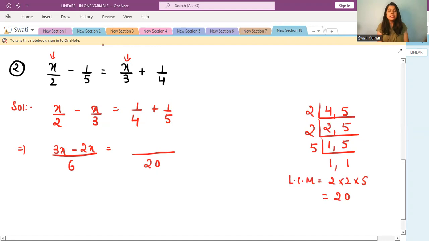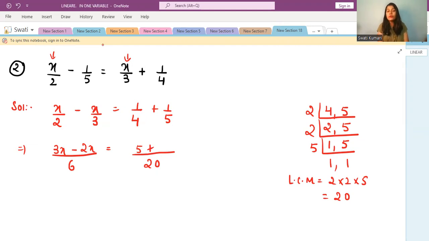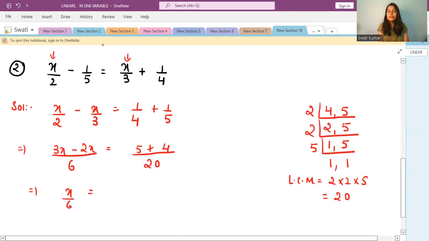All right. So LCM is 20. Now 4 into 5 is 20. So 5 into 1 is 5. 5 times 4 is 20. So 4 times 1 is 4. So the answer is 3x minus 2x. Very simple. 3 minus 2 is 1. So 1 into x is x. x upon 6 equals 5 plus 4 is 9.